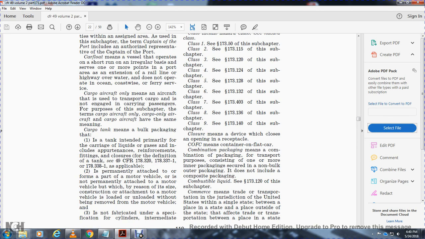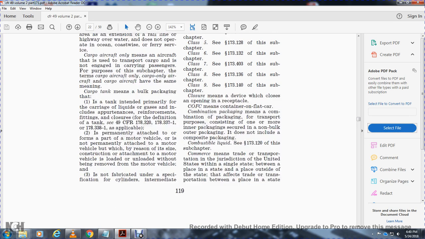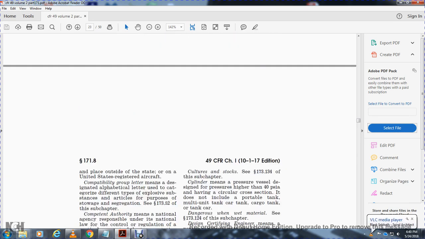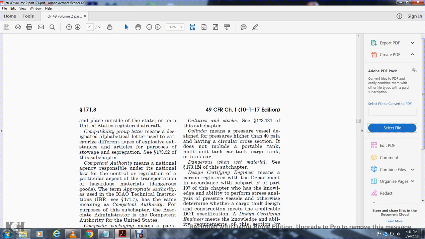Commerce means trade and transportation within the jurisdiction of the United States, within a single state, between a place within a state and a place outside of the state, or the effects of the trade and transportation between a place in a state and a place outside of the state or in a United States registered aircraft. Compatibility group letter means the designation alphabetical letter used to categorize different types of explosive articles for the purpose of storage and segregation, 173.50 of the subchapter.